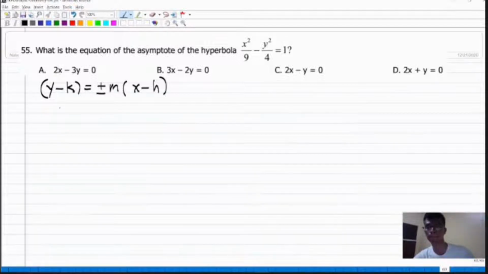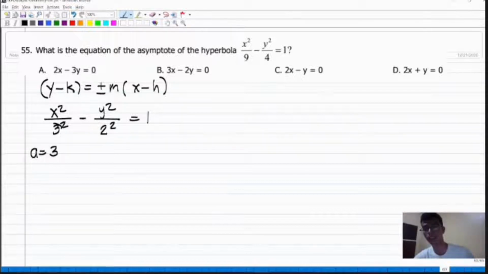Tingnan muna natin ito. So, x square over 9, gawin natin yung in terms of a number na naki-square. So, 9 is equal to 3 square. And then, yung y square over 4, yung denominator niyan will become 2 square. And that is equal to 1. And sabi nga natin, yung a, that is always the positive 1. So, a is equal to 3, diba, sa ating standard equation. And then, b is equal to 2. So, dahil si a ay nasa baba ni x, transverse axis is horizontal.